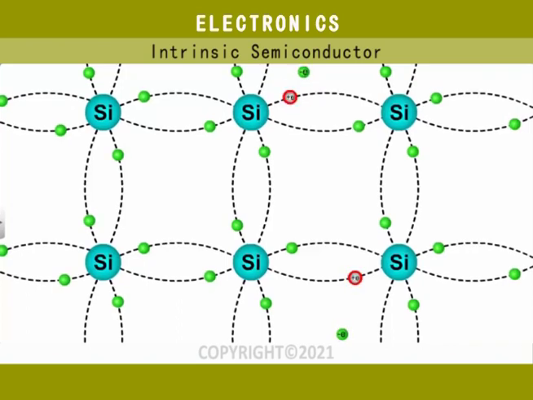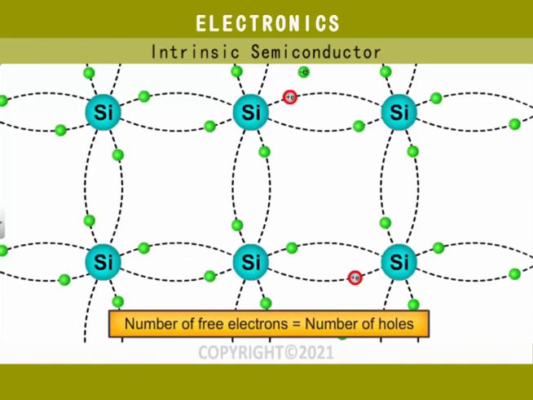A vacancy with a unit positive charge in a covalent bond between atoms of a semiconductor is called a hole. So whenever a covalent bond is broken in an intrinsic semiconductor, a free electron and a hole are created. We call this an electron-hole pair. Therefore, in an intrinsic semiconductor, the number of free electrons is always equal to the number of holes at any given moment.